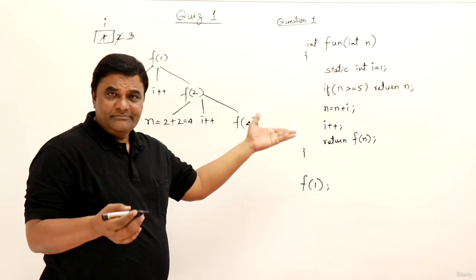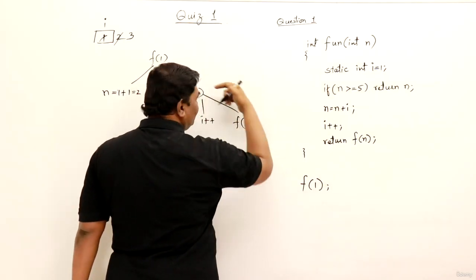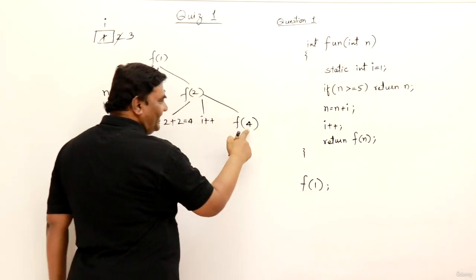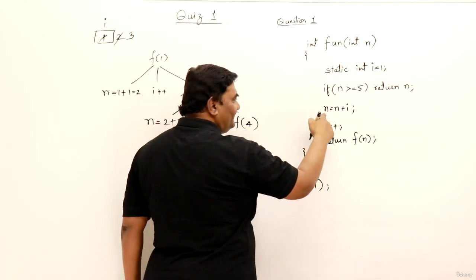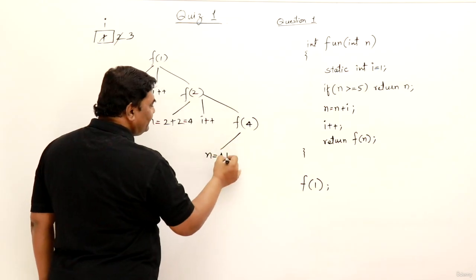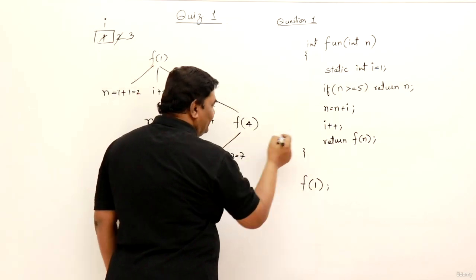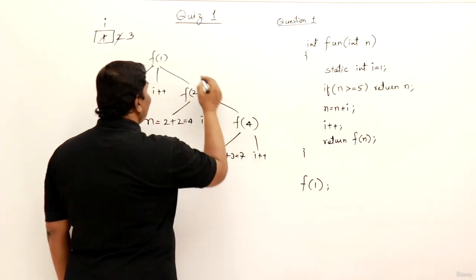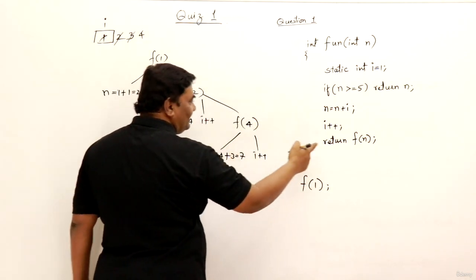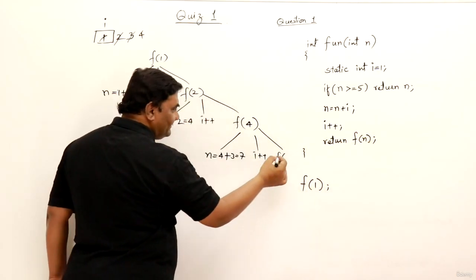Now let us do this step quickly. This is over already, right? I is right now 3. Is n greater than or equal to 5? No, it is not. Then n assign n plus I. N is 4 right now. So 4 plus I, which is 3, is 7. Then I plus plus makes this 4. Then call function f of n. What is n? 7.